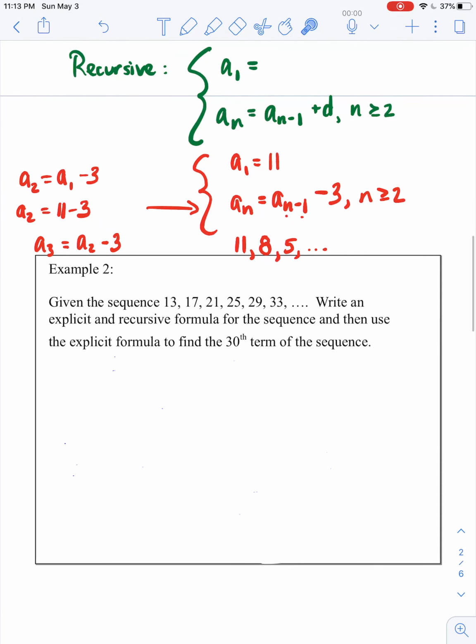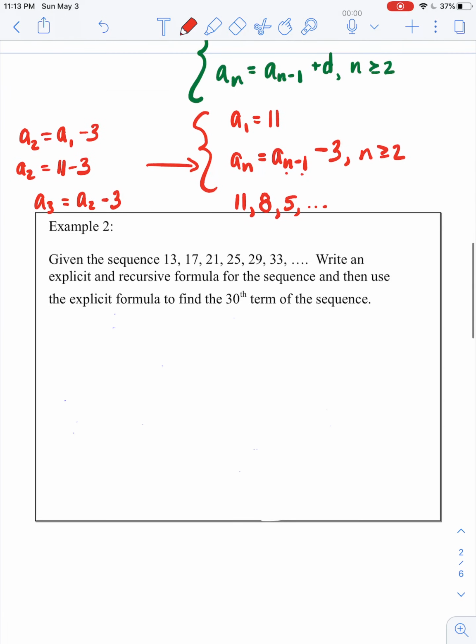All right, so let's take a look here just at one more quick example. Given this sequence, write an explicit and recursive formula and then use the explicit to find the 30th term. All right, so I look at my pattern. Is it arithmetic or not? If it's not arithmetic, then I can't use this formula we just did, so I hope that it is. Sure enough, it appears that we are adding 4 each time. So it is indeed arithmetic.